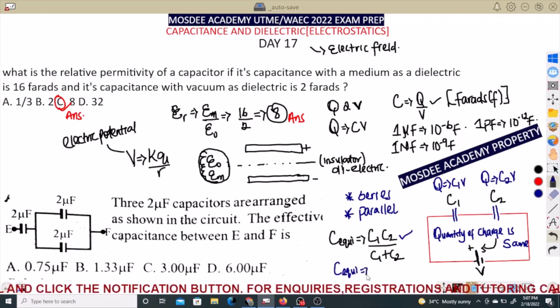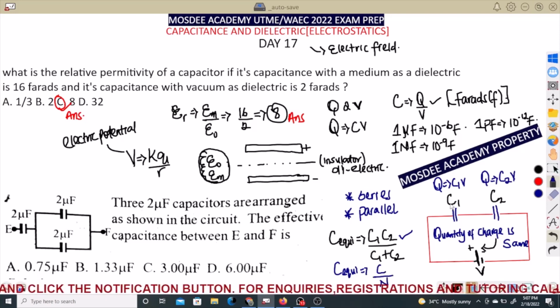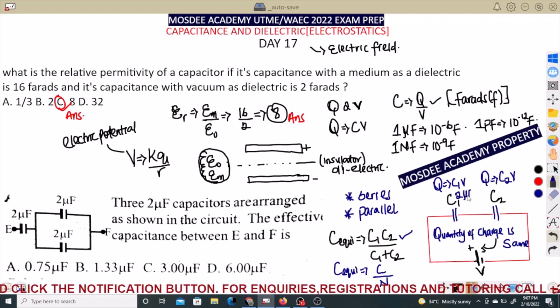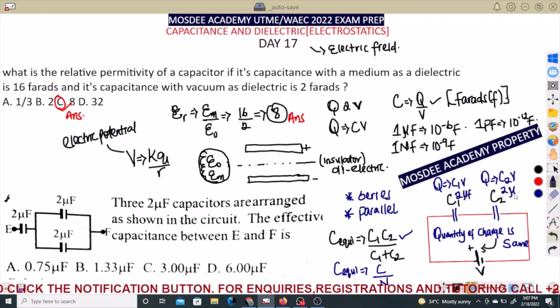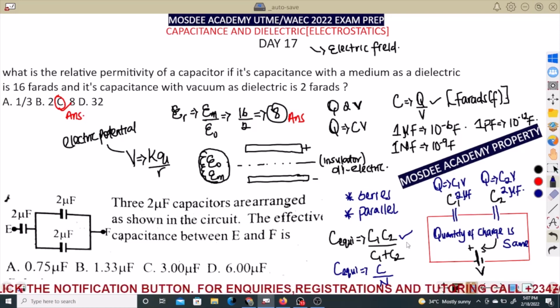is equal to C by N, C over N. That means the capacitance that flows in one divided by the number of capacitors. For example, if this is 2 microfarad, I'm just giving you an instance, and this is 2 microfarad, simple way. Now they are equal, they are 2. Equivalence will be 2 over 2, which is 1. What is C? 2. How many of the capacitors do I have? I have 2 of them.